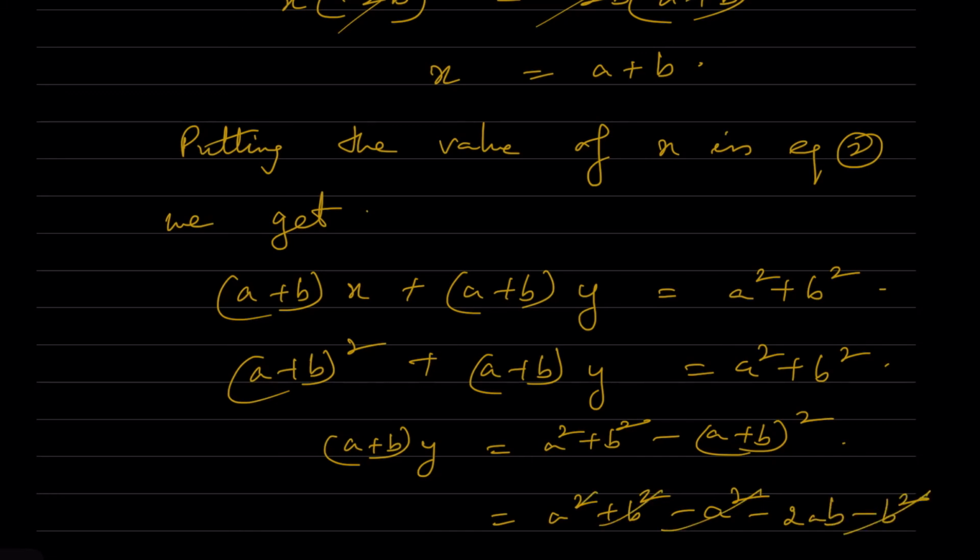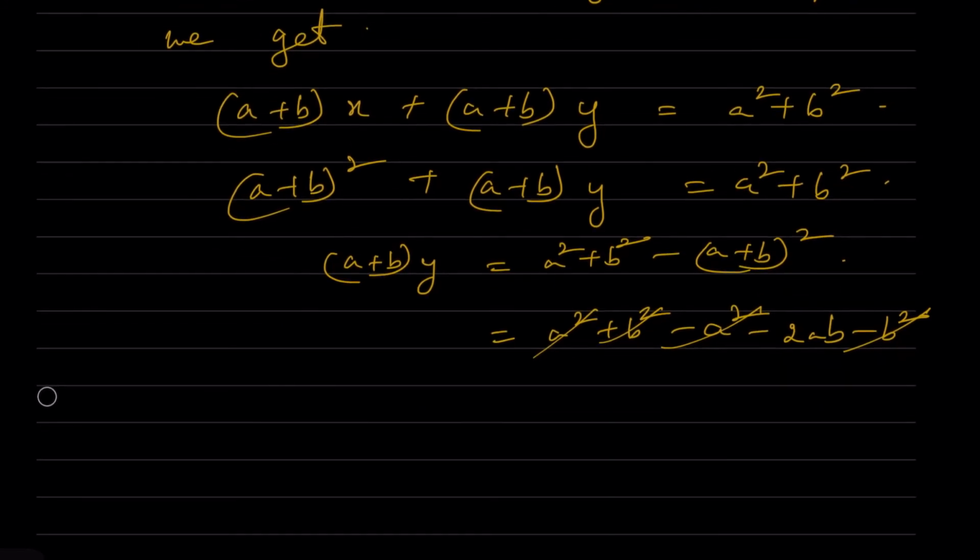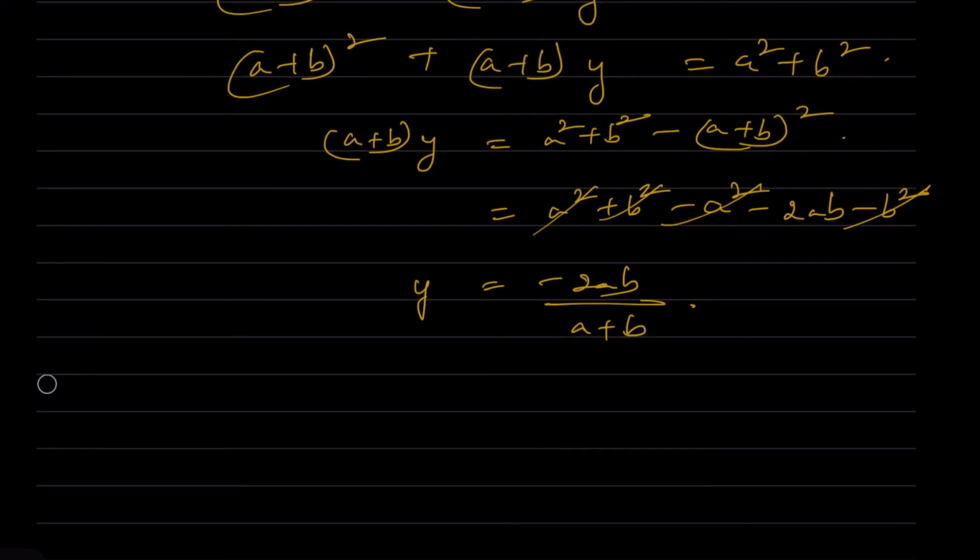You are getting a plus b into y is equal to minus 2ab after everything cancelling. So y is equal to minus 2ab by a plus b. So we got x is equal to a plus b and y is equal to minus 2ab by a plus b.